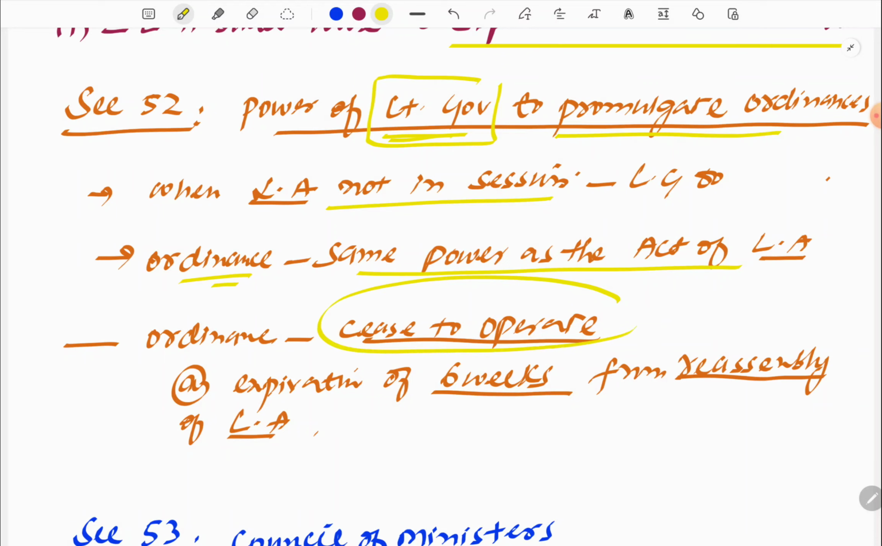So when does this ordinance cease to operate? If there is expiration of 6 weeks from reassembly, meaning the assembly has returned to business and 6 weeks have passed, the ordinance of the lieutenant governor shall cease to exist. Simple.